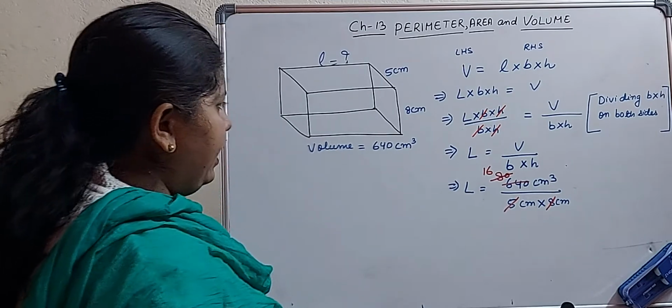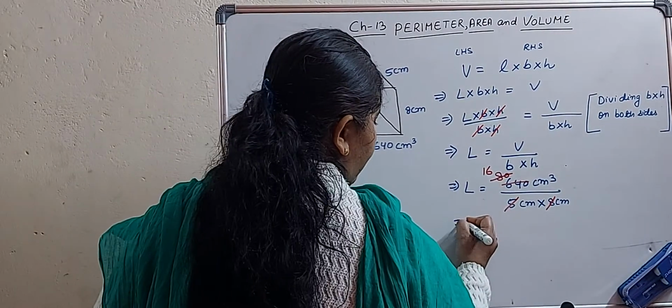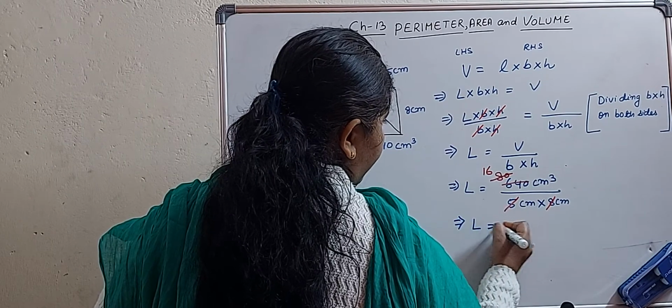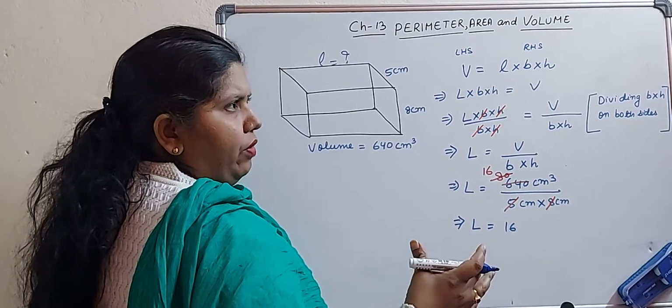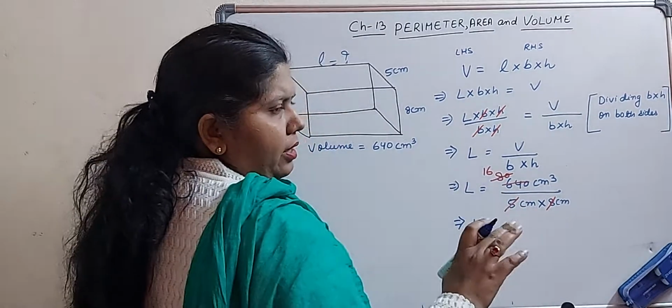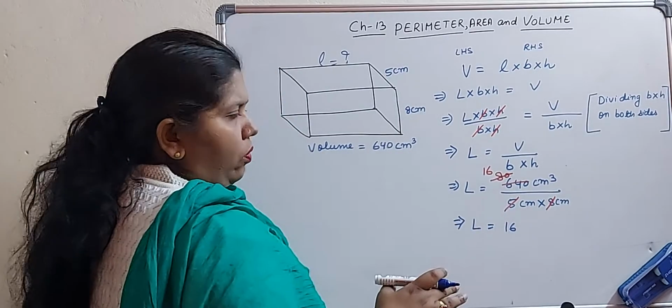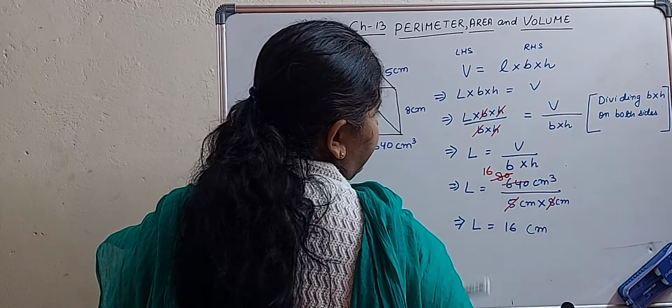So our final answer will be length of the cuboid is equal to 16, and the unit will be a single centimeter. It will not be any cube or anything, because cubic unit is only for volume, because you are taking out only length, so the unit will remain as centimeter.